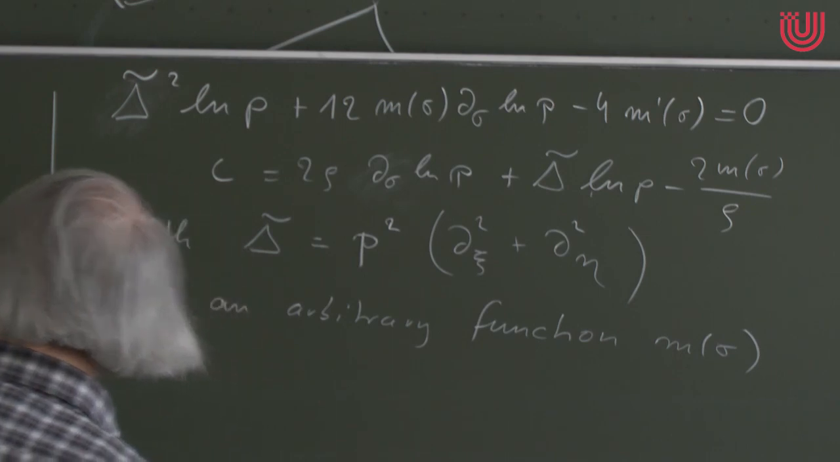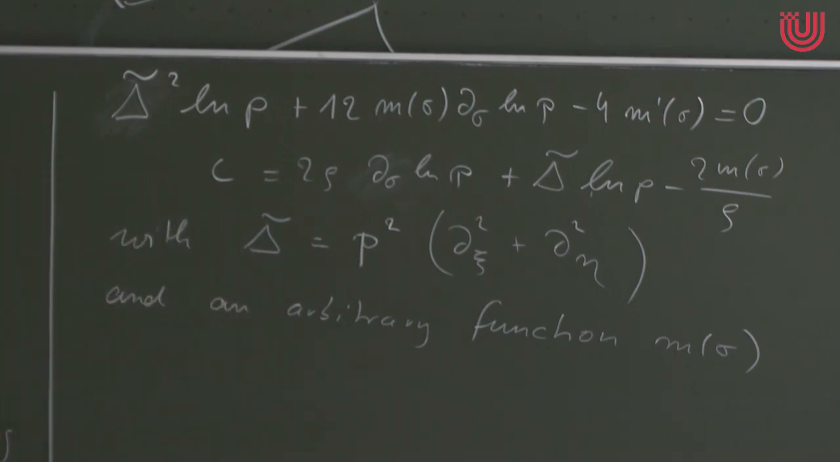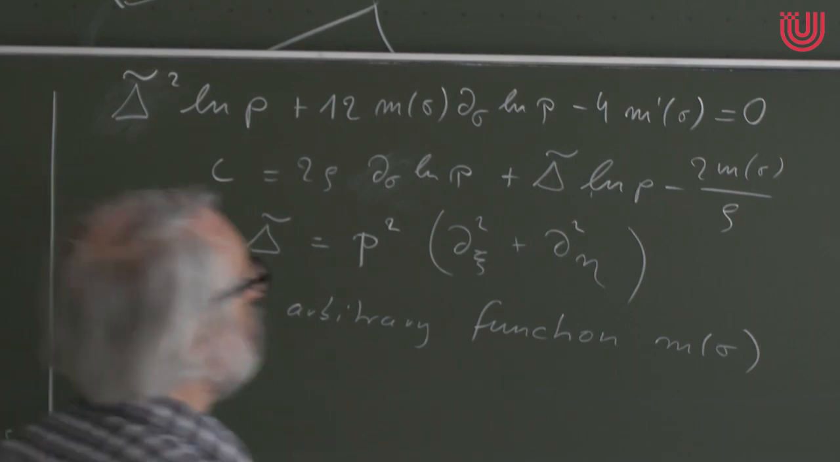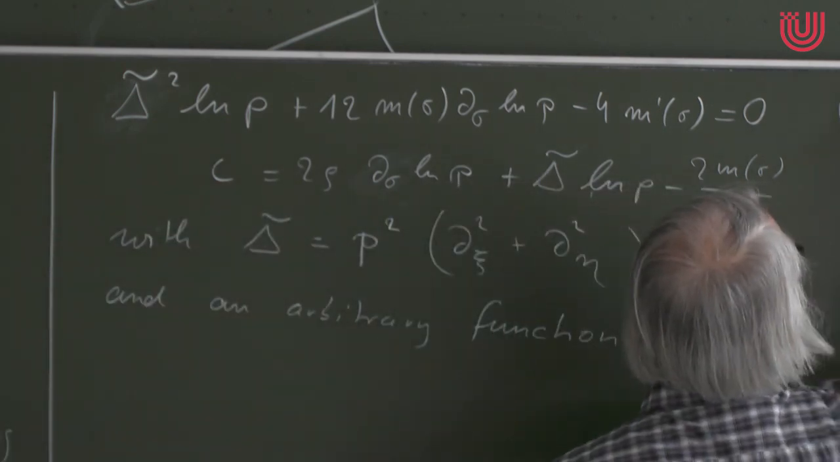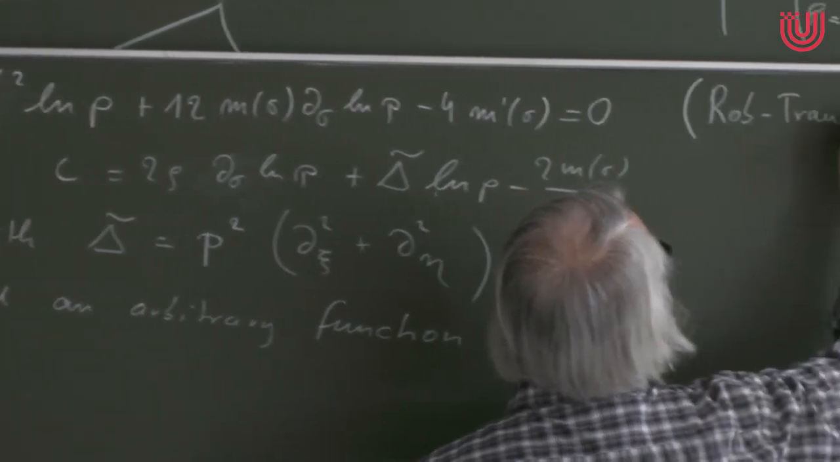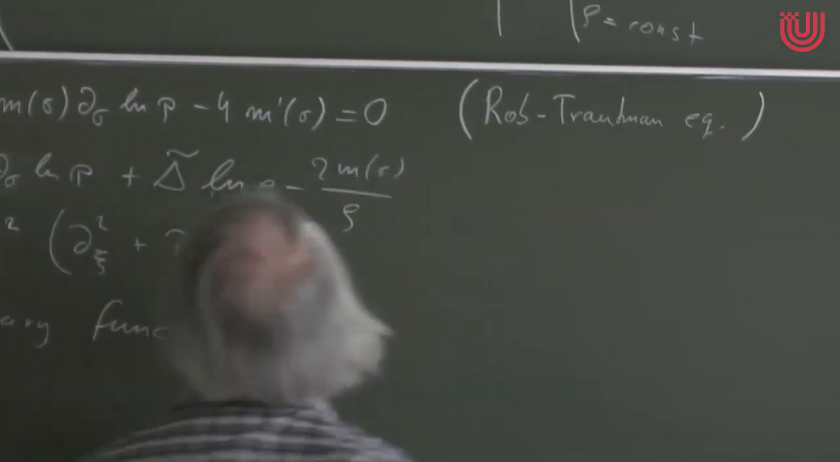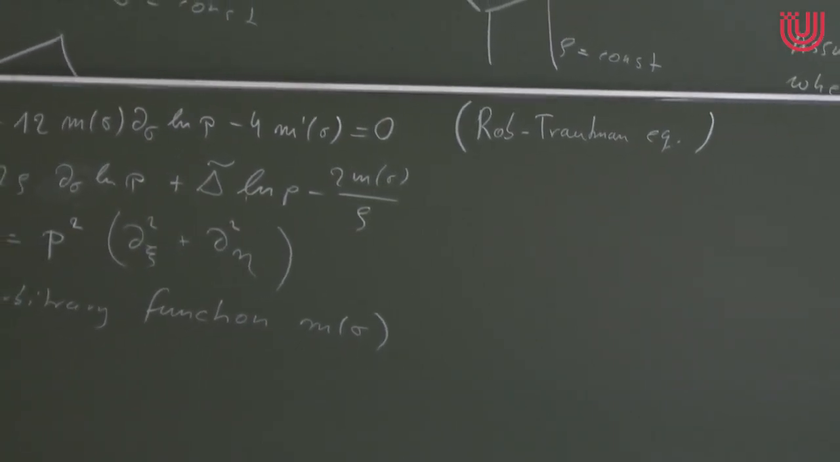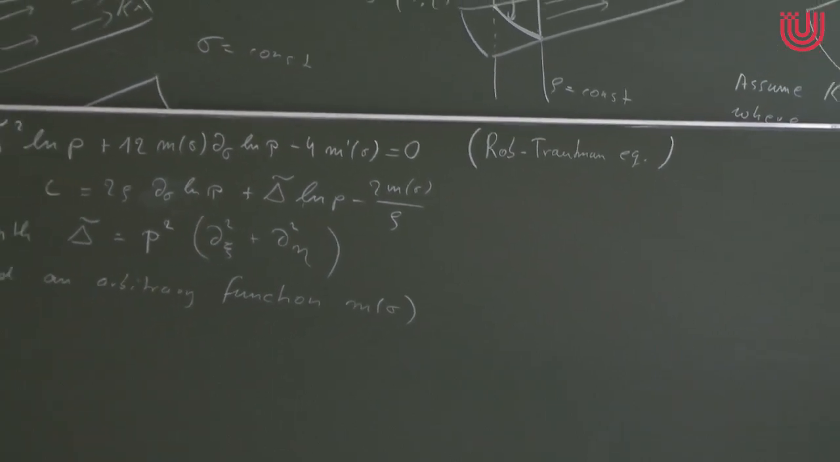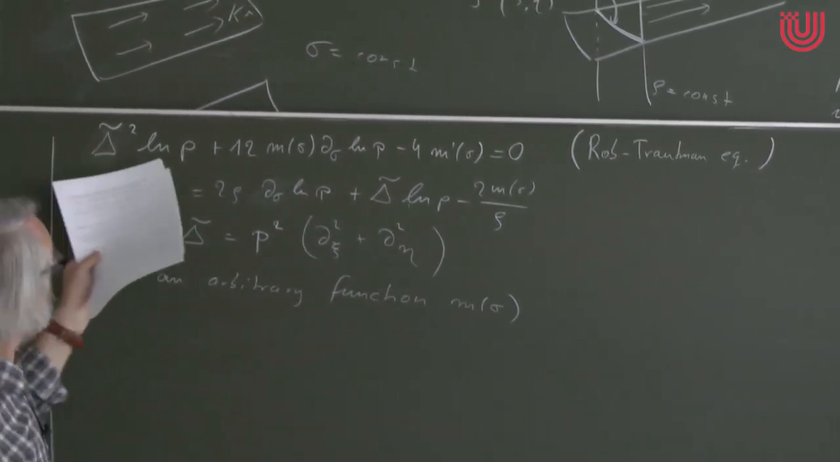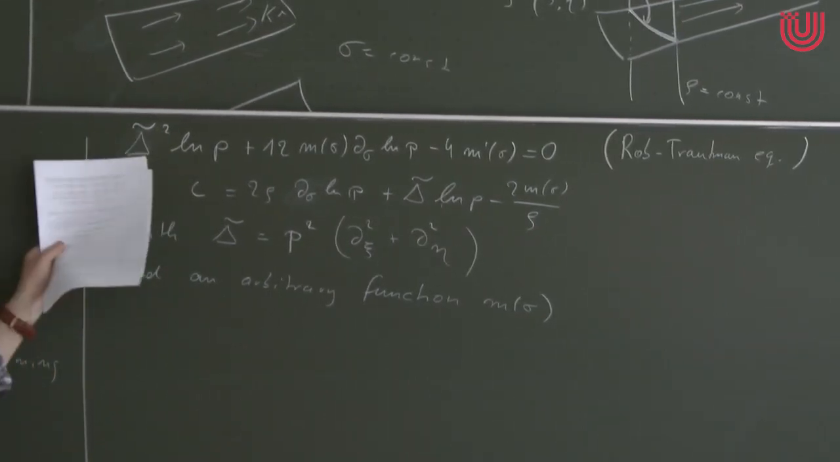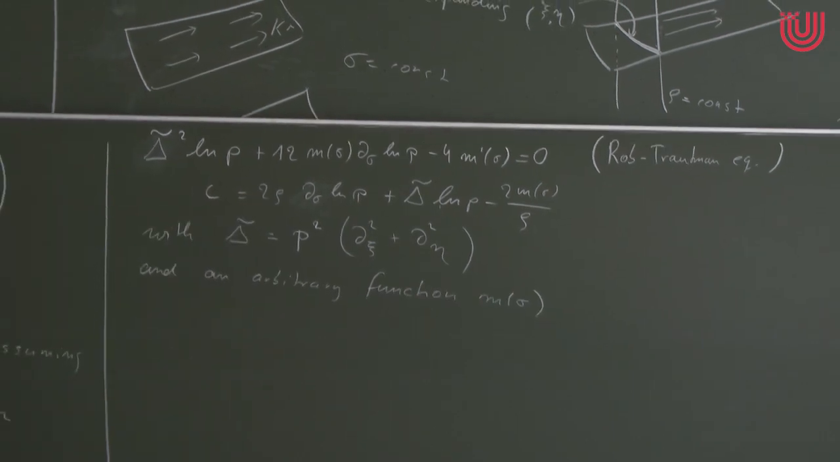So what you can do in order to construct such a solution to the vacuum field equation is the following. You choose a function m of sigma. Then you solve this differential equation. This is called the Robinson-Trautmann equation. So, of course, it has many solutions. It's a partial differential equation, so it has a whole solution space. Again, it's a linear differential equation for P. So again, the differential equation you actually have to solve is a linear differential equation.